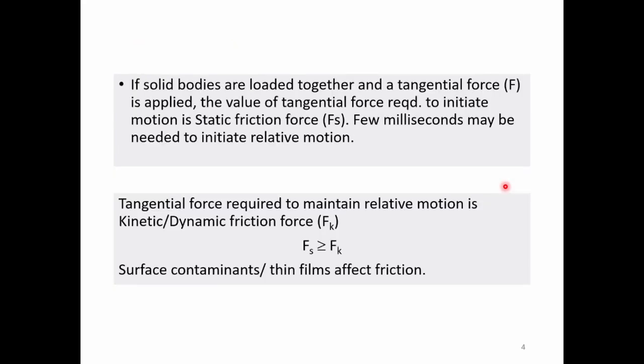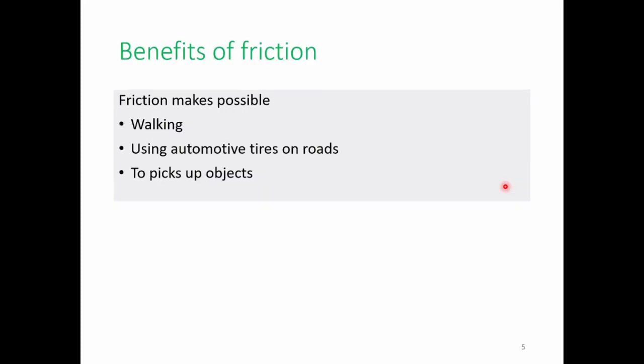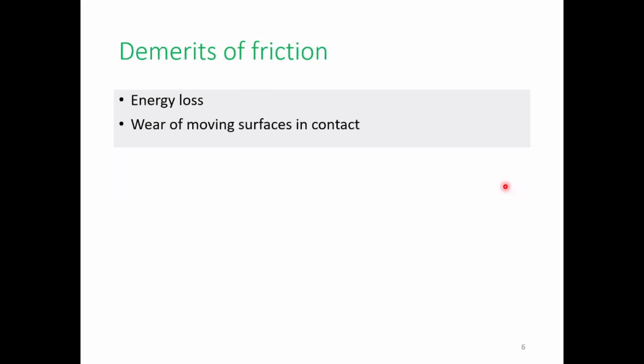One important thing to note is that friction is not a material property, rather it is a system response. Surface contaminants or thin films can affect friction. Without friction, it would be impossible to walk, use automobile tires or pick up objects. In some machine applications, friction is intentionally maximized, and it also comes with some downsides. Friction is undesirable due to energy loss and wear of moving surfaces in contact. So friction is minimized in these cases.